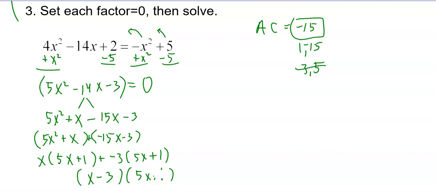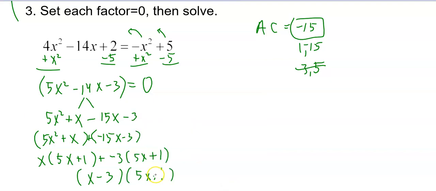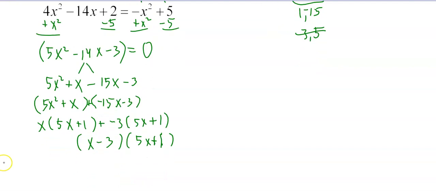And that's a plus right there. So on this one, that's plus 1. So we have to set each factor equal to 0. Well, you might be able to do this one in your head, x equals 3, but this is a lot tougher to do in your head.